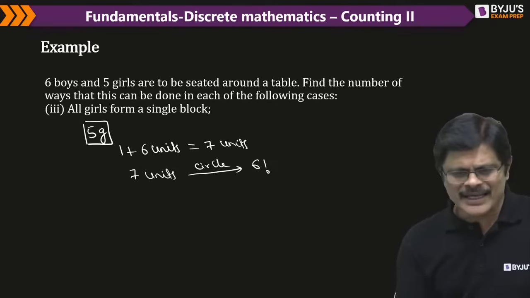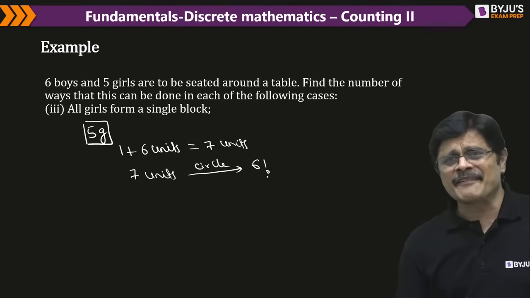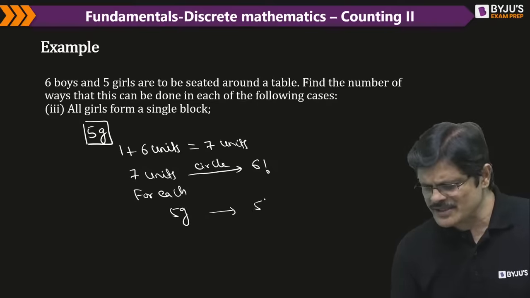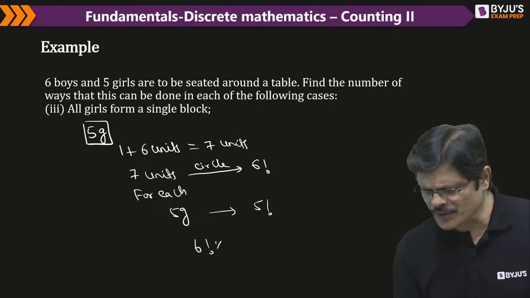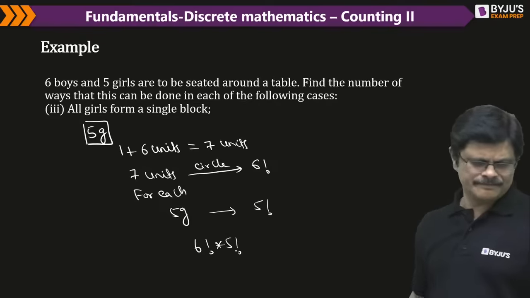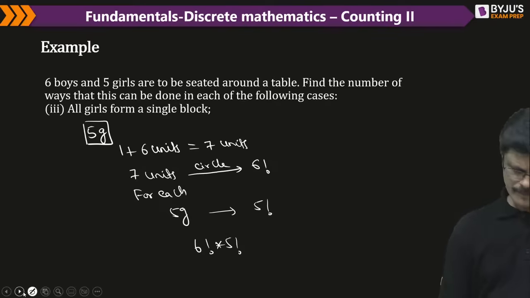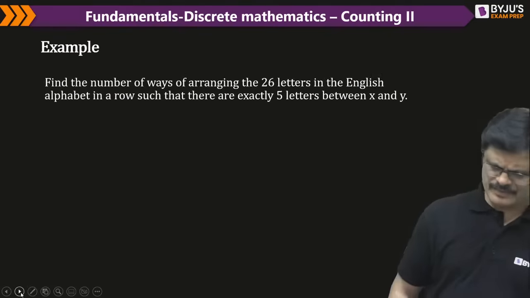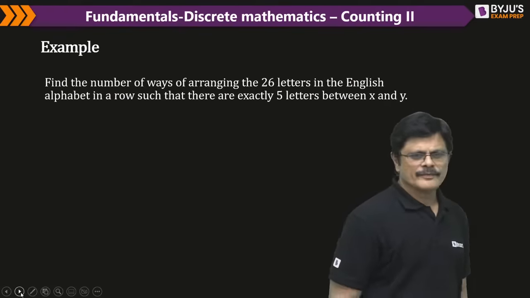Now you want all the girls together. So first 7 units can be arranged. For each of these, the 5 girls can be arranged in 5 factorial ways. So very good. Some people already answered 6 factorial into 5 factorial. The next question.